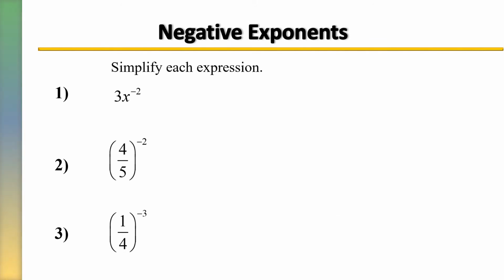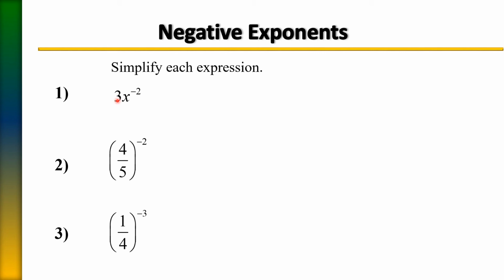Let's do 3 more examples using the negative exponent rule. Because I want you to be careful, just make sure that you don't just, for example, in this case, 3x to the negative 2, go ahead and flip everything to the bottom and put a 1 up top. That's not going to work. That would be incorrect.